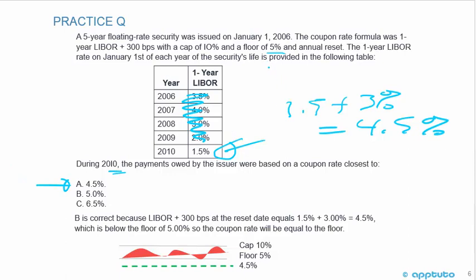But as I said, you need to read the question very carefully and see that there's a floor of 5%. There's the 4.5%, but no, there's a floor. There's a floor of 5%, and there's a cap of 10%, okay? So the correct answer is B, because LIBOR plus 300 basis points equals 4.5%, which is below the floor of 5%, so the coupon rate will be equal to the floor.